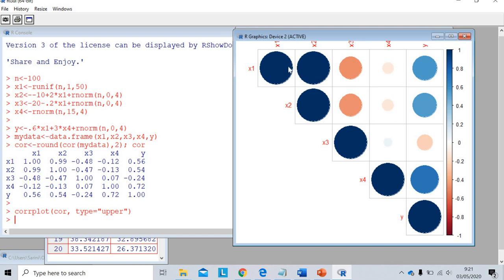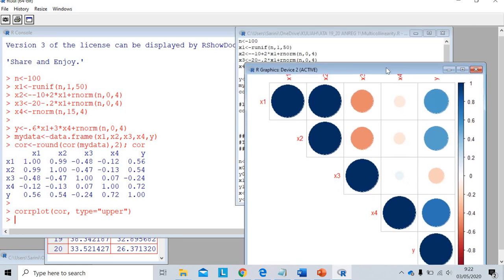But here we see that we have a problem with the correlation of x1 and x2. That's really bad, and x1 and x3 also have kind of high correlation, at minus 0.48. So there's a strong indication here. Although x1 and x4, or x3 and x4, have fairly small correlation, because x1 and x2 are highly correlated, we can say we have a multicollinearity problem here. So that's how we detect multicollinearity.